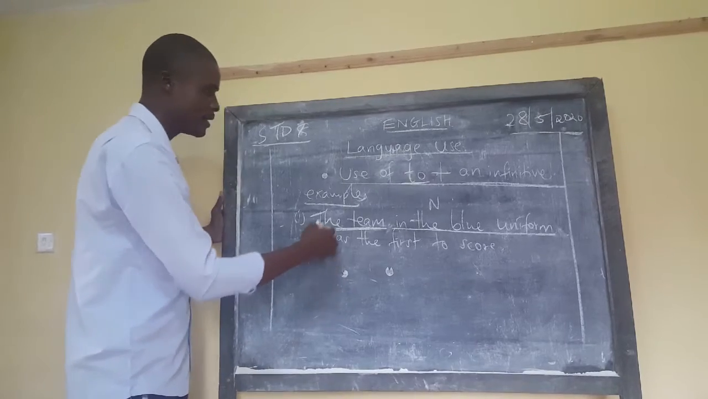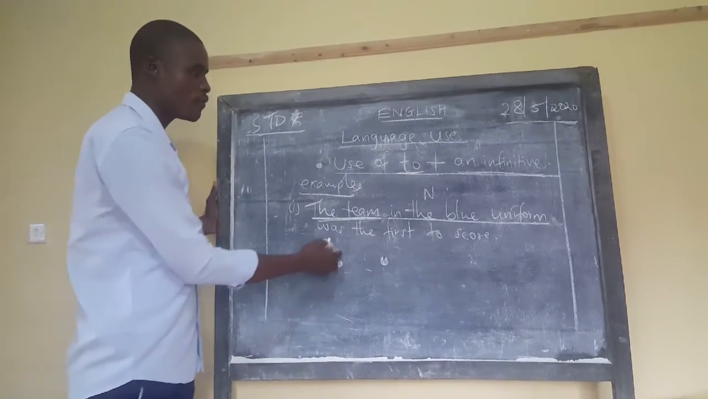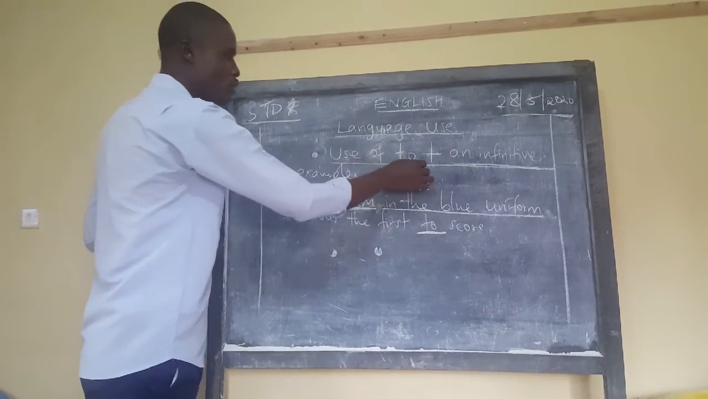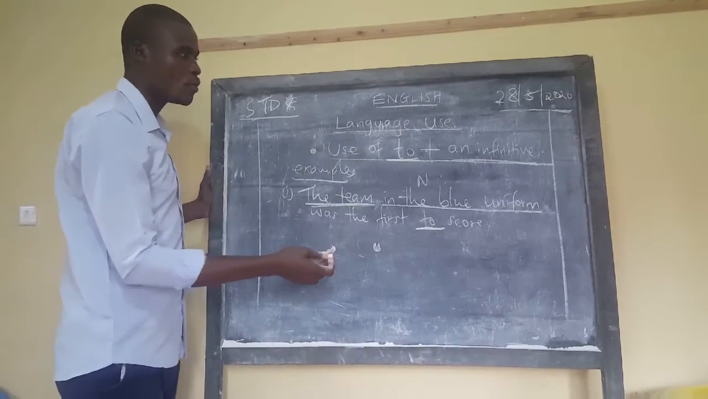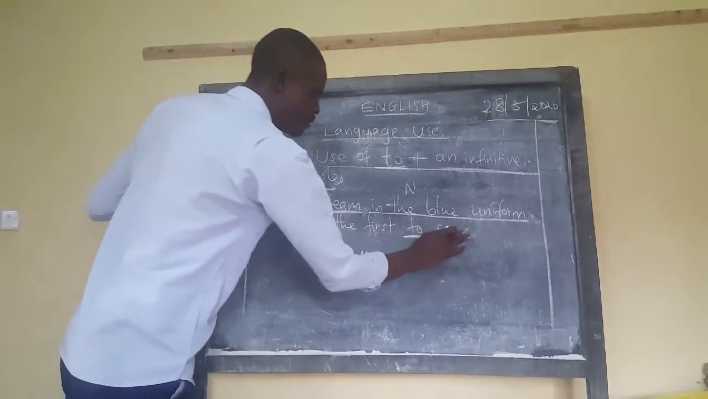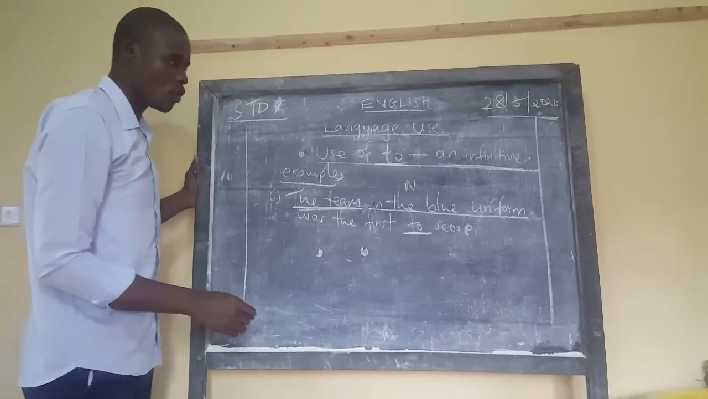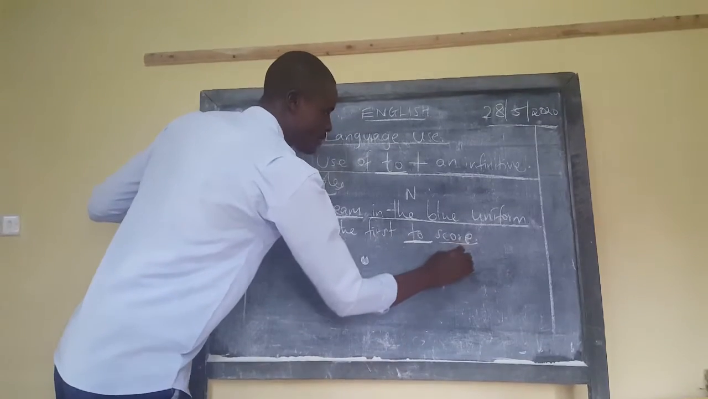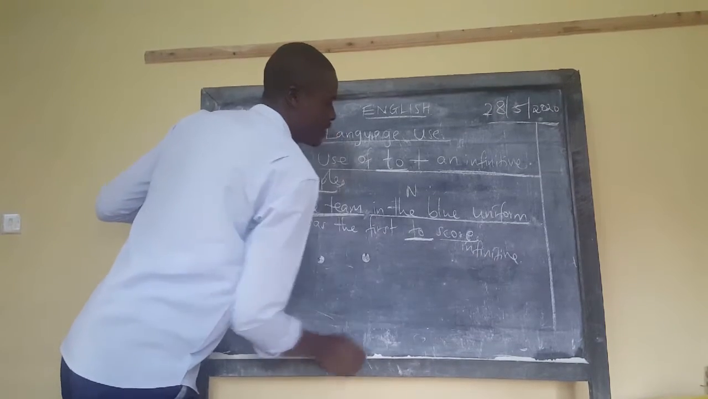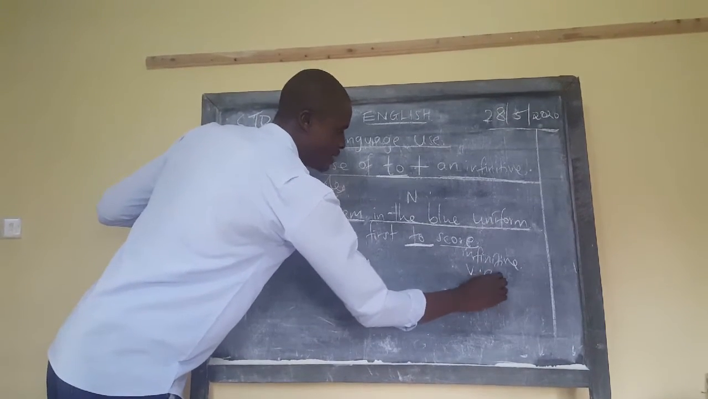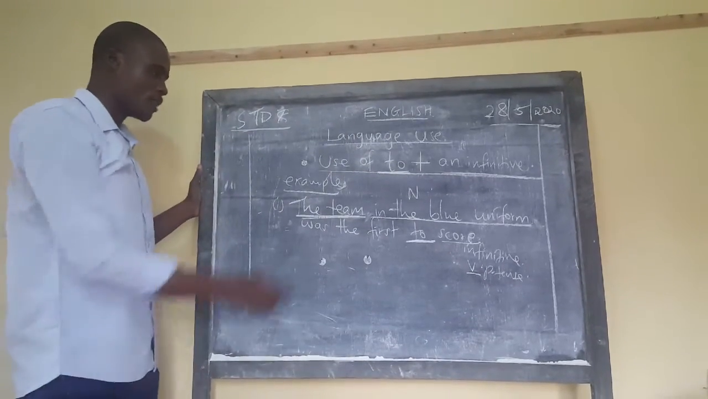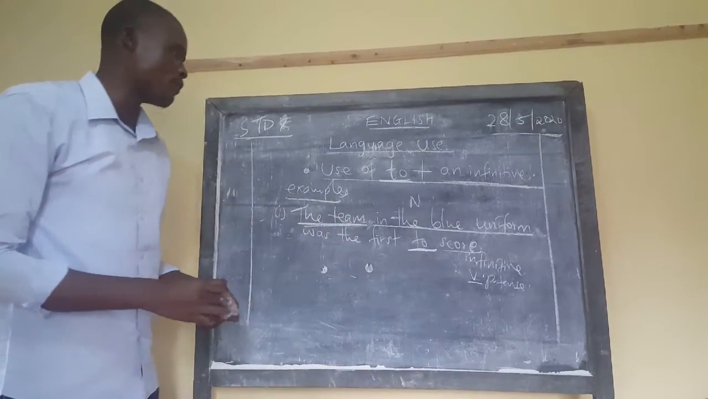So we're going to add, the team in the blue uniform was the first to. So after the nominal, we are seeing the use of to. Nominal has come first, then the use of to, and after to, we must have an infinitive. That is a verb in the present tense. That's why we are coming to say was the first to score. So after to, we must have what? An infinitive. This one is the infinitive. And I'll say that is a verb in present tense. So to understand it, the team in the blue uniform was the first to score.